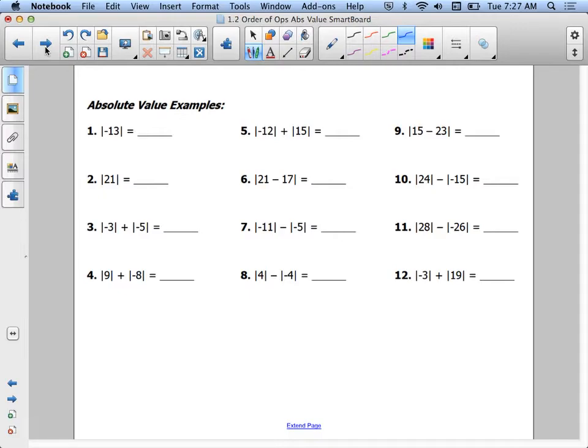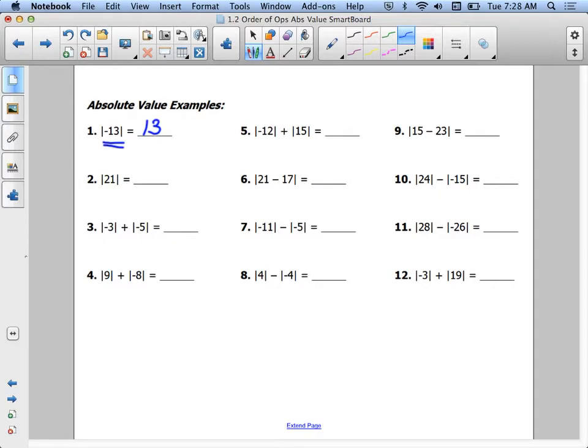First, let's look at number 1. The absolute value of negative 13. We need to consider the distance of negative 13 from 0, and that would be 13 units. You'll notice that the absolute value of this negative number is positive.